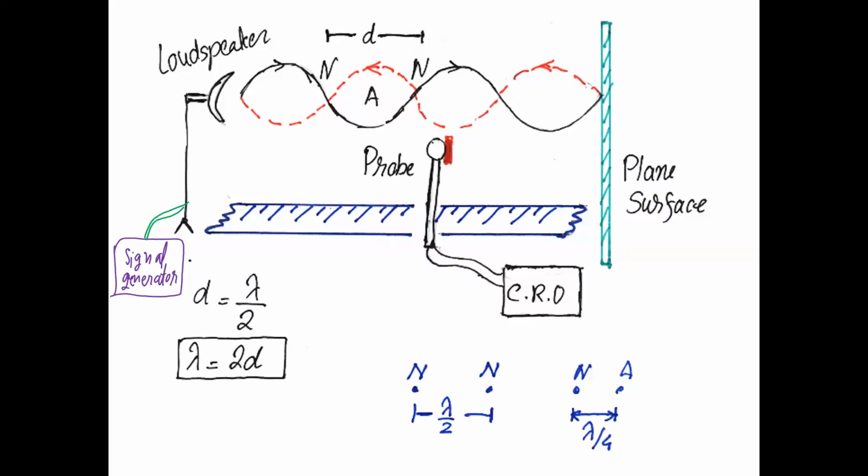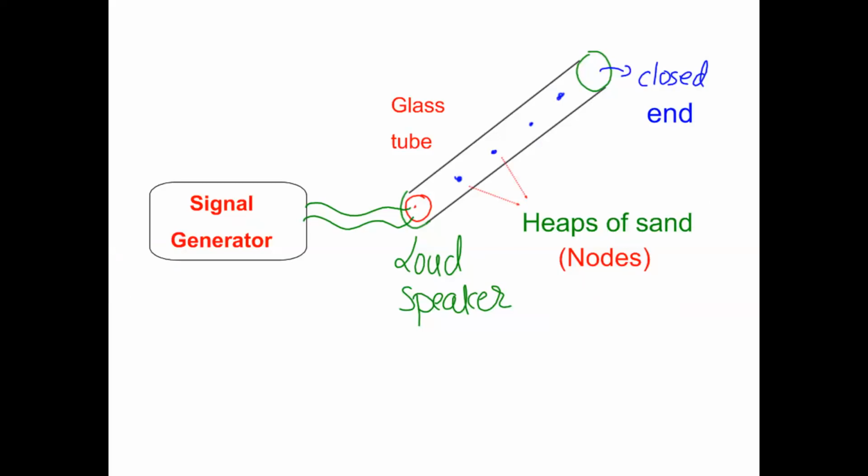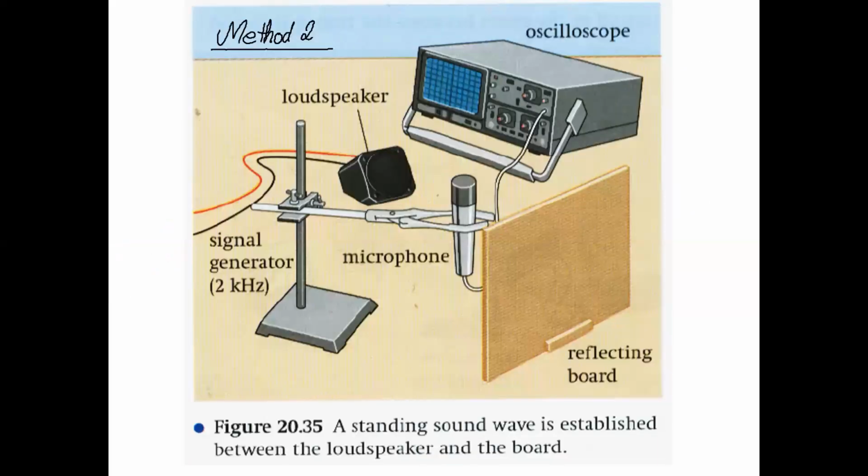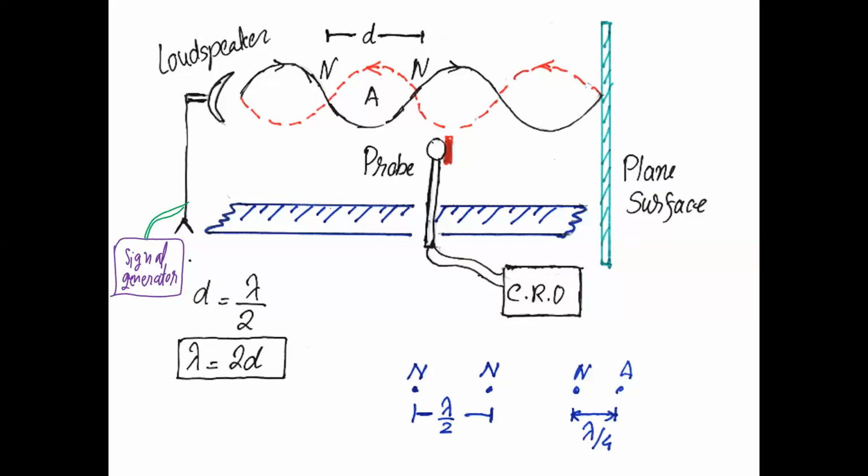So this is like a tube, yeah? No. Make it clear. There was a tube experiment. That was method 1, and this is method 2. Method 2 is very similar to the microwave experiment. Okay, sir. There are two separate methods. The tube experiment was for the heaps, sound heaps.